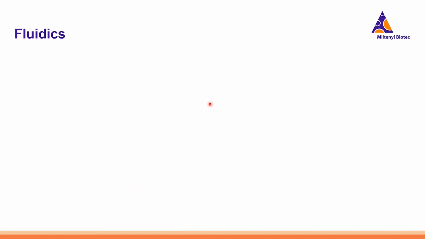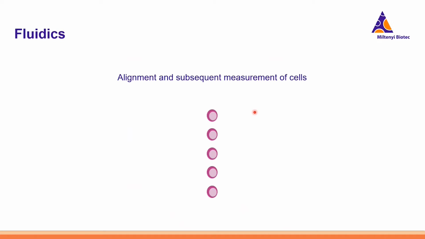Well, let's take a look at fluidics first. Fluidics just helps align and have the subsequent measurement of the cells done by the laser that we can see happening on each of our cells being lined up here.